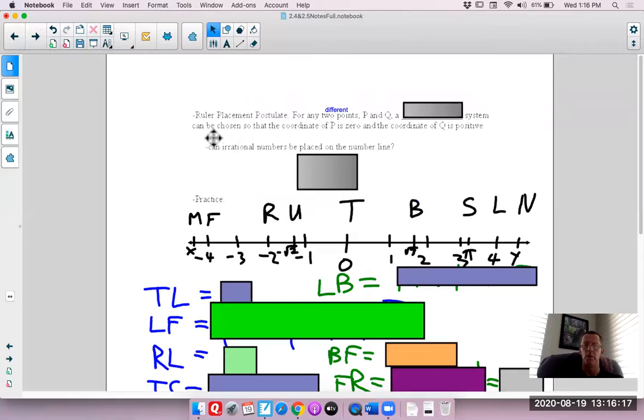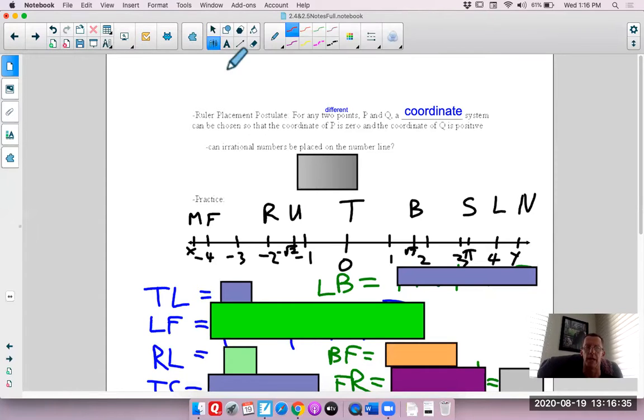Okay, we also have the ruler placement postulate, which says for any 2 different points, P and Q, a coordinate system can be chosen so that the coordinate of P is 0 and the coordinate of Q is positive. Okay, let's put this to work and see what we mean about that. So let's go ahead and put a point right here, and let's call that point P. And let's go ahead and put a point over here, and we'll call that point Q.